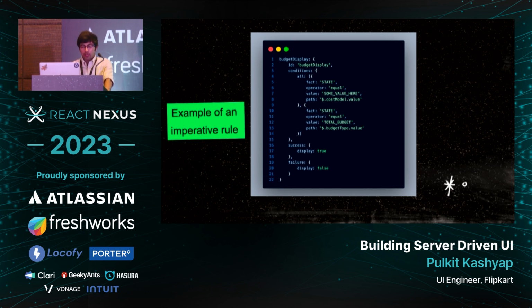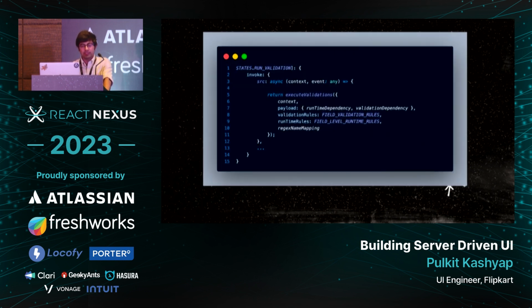So now, why is it an imperative rule? Because this is something that you do not know ahead of time that this is going to happen. I'll come to this later, what the states or run validation, invoke, and all of these things actually mean. But this is something that you will have to fire. So let's say the user clicks on that particular second radio button, you will have to fire it on your own, and then the rule engine is going to run that validation for you.